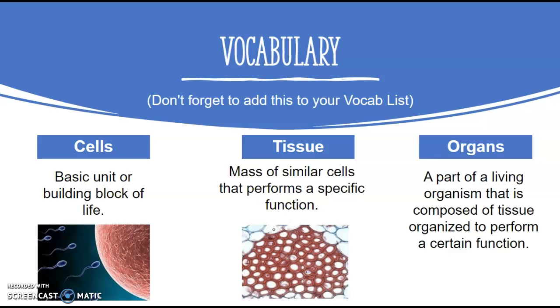The tissue is a mass of similar cells that performs a specific function. So the cells will divide and divide and divide and get bigger, bigger, and bigger and eventually make tissue. Organs are a part of a living organism that is composed of tissue organized to perform a certain function. Organs include heart, lungs, kidneys. All the reproductive organs are part of the organs.